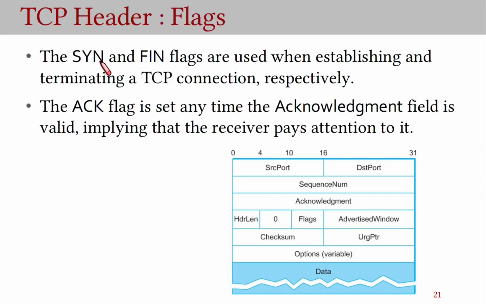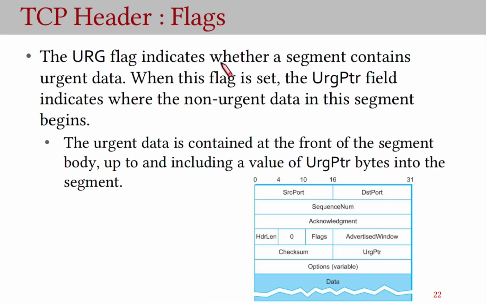The syn flag is used to establish a connection, and the fin flag is used to terminate a connection. The ack flag is set when this packet contains an acknowledgement field. So when there is an acknowledgement here that's valid, then this ack flag is going to be set. The urg flag indicates whether a segment contains urgent data. When this flag is set, this urg pointer field becomes valid, and this indicates the portion of the data where non-urgent data begins. So in the payload, the first bytes would contain urgent data, and the data after this urg pointer would contain non-urgent data.